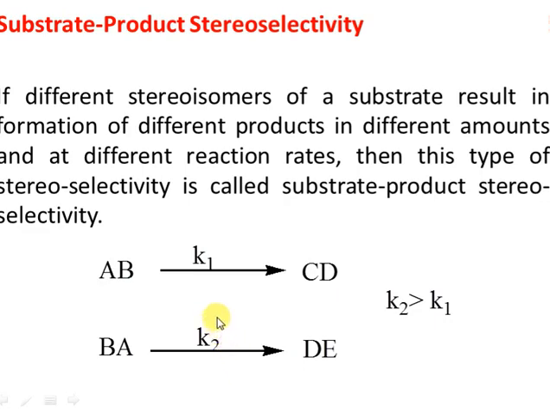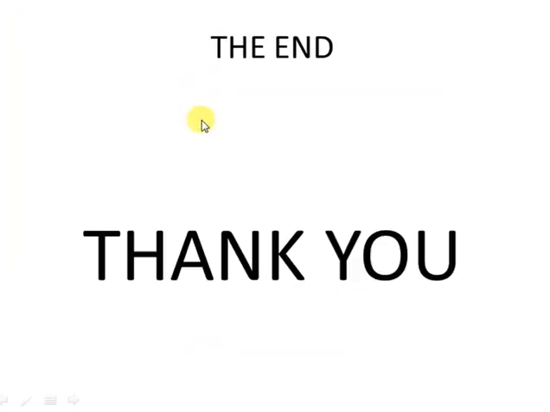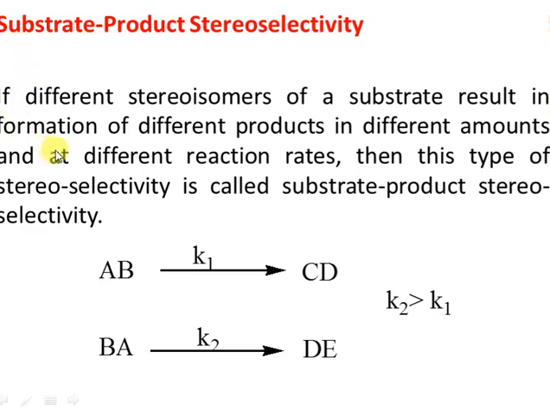Now the third type of selectivity is called substrate product stereoselectivity. As the name suggests, here the stereoselectivity depends on the substrate as well as the product. If you want to define it, if two different stereoisomers of a substrate result in formation of different products in different amounts and at different reaction rates, then such type of stereoselectivity is called substrate product stereoselectivity.